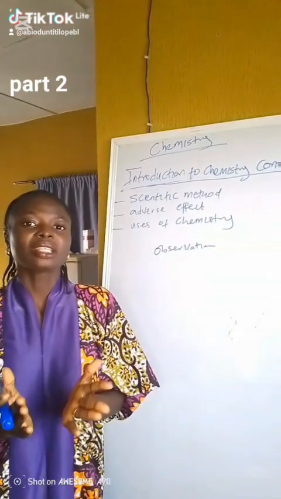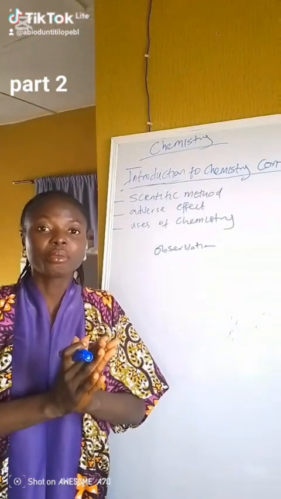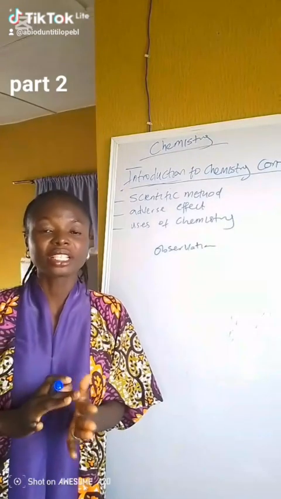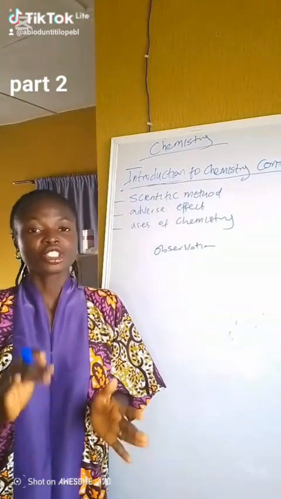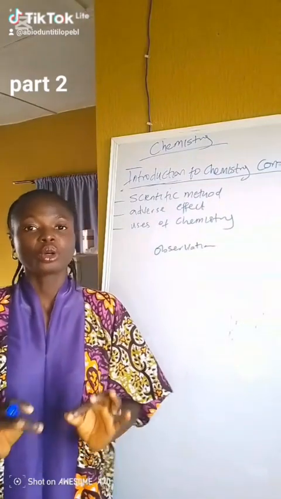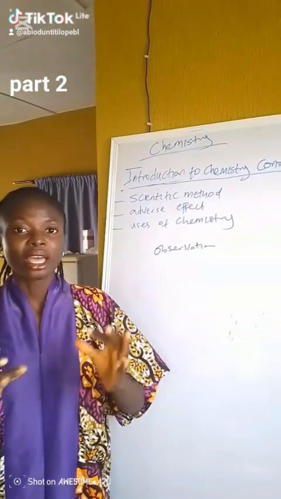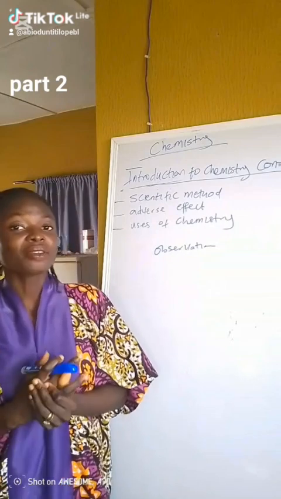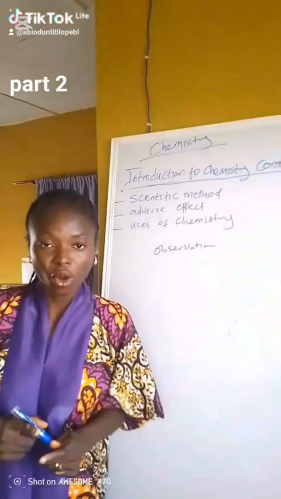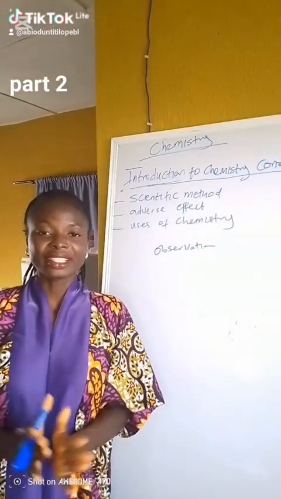So when the hypothesis has been made, the scientists come together to take the problem into the laboratory where experiments will be conducted on the problem. So the third scientific method is experiment. In the laboratory, they try to analyze the problem, they check everything they need to check, and during the process of the experiment, they record their observations.